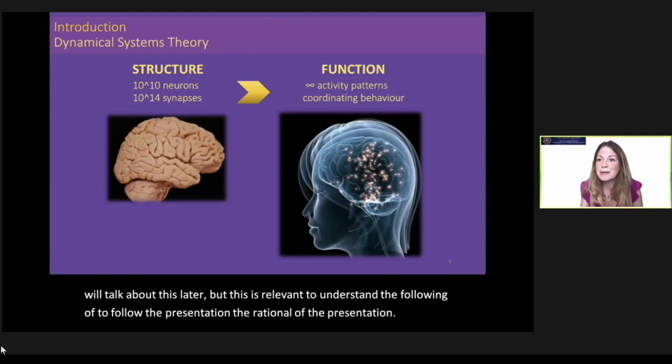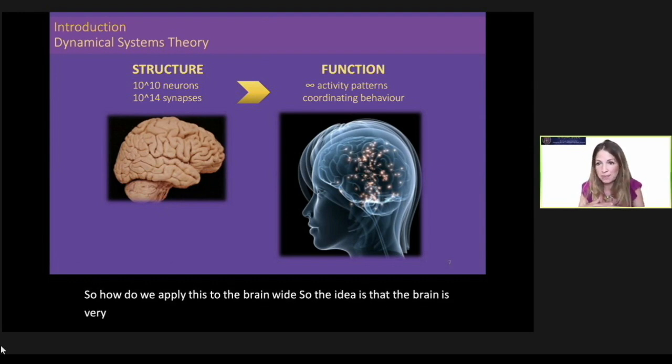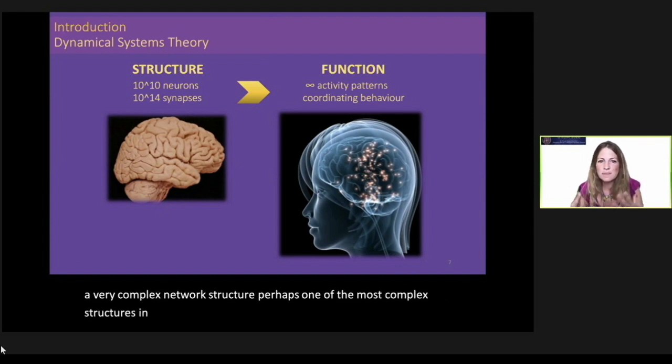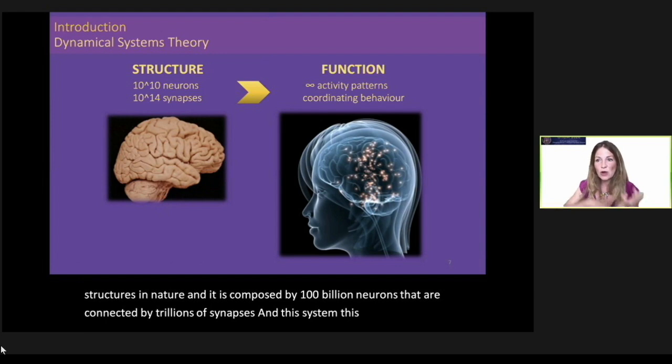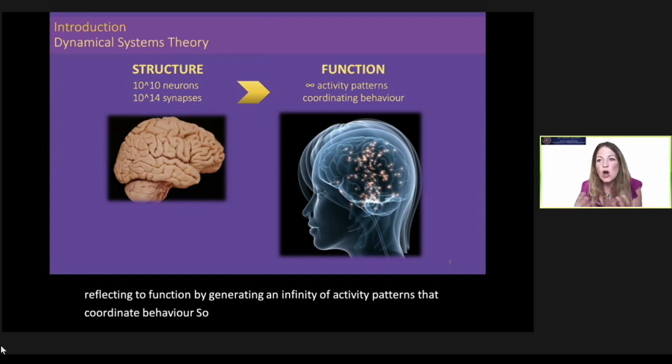So how do we apply this to the brain? The idea is that the brain is a very complex network structure, perhaps one of the most complex structures in nature, and it is composed of 100 billion neurons that are connected by trillions of synapses. And this structure reflects into function by generating an infinity of activity patterns that coordinate behavior. So it's important to understand what these patterns are and how they are formed.